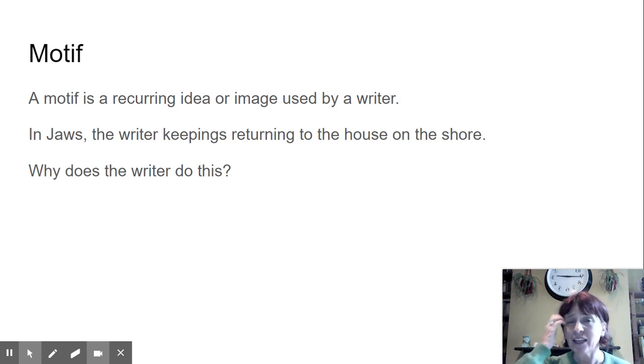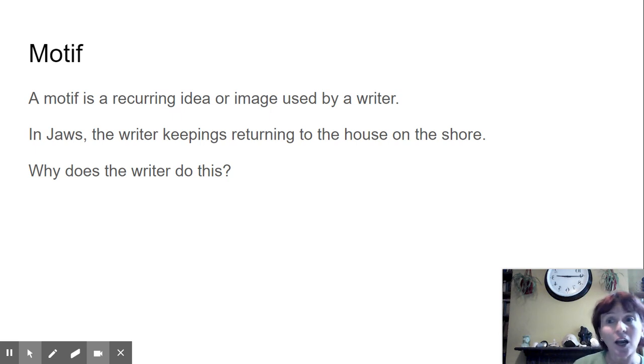That feeling, that hint that safety is near, makes it actually very tense. So I would argue again that this motif, this idea of returning to the house, increases tension. You may not agree, but I think it does.